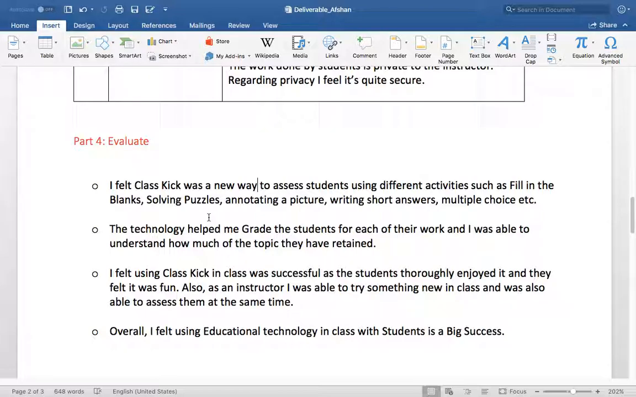Overall, I felt ClassKick was a new way to assess students using different activities such as fill in the blank and solving puzzles. They were also able to annotate a picture, so this could help in science related topics, writing short answers, and answering multiple choice. I felt the technology helped me grade the students for each of their work, and I was able to understand how much of the topic they have retained. I also felt that ClassKick in class was successful as the students thoroughly enjoyed it and they felt it was fun. Also, as an instructor, I was able to try something new in class and was also able to assess them at the same time.